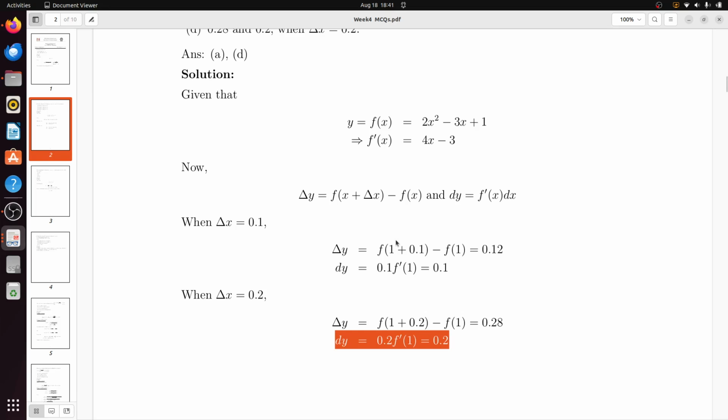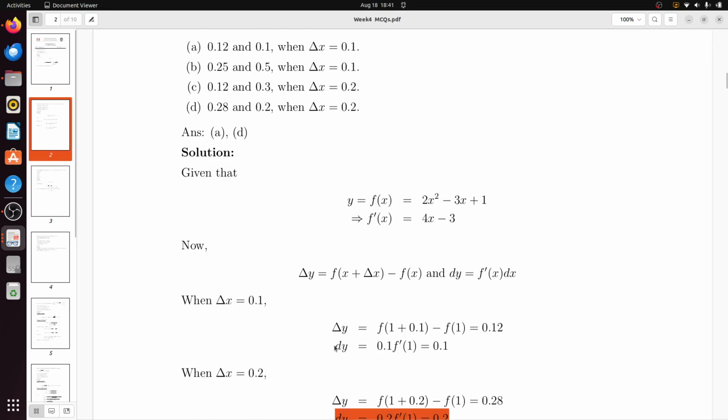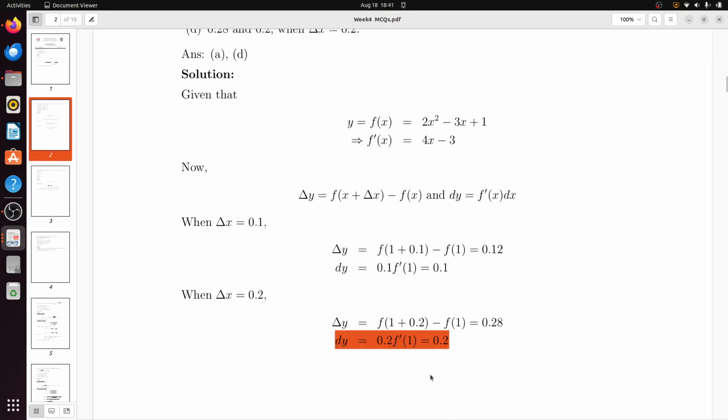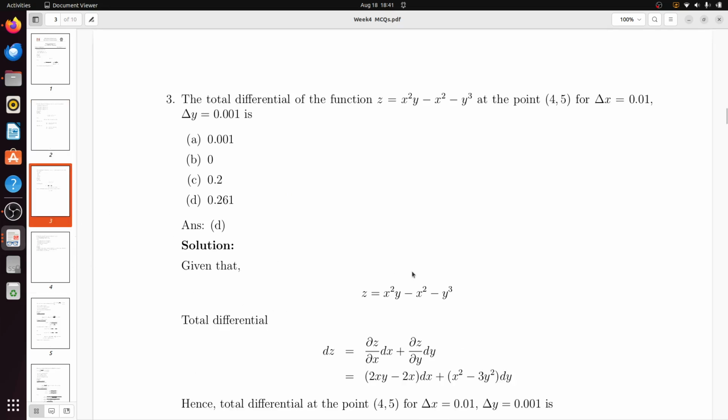Okay, so that is actually the case. So what is the answer? The answer is D, this one: 0.28 and 0.2 when delta x equal to 0.2, right? Okay, next move to the next problem.